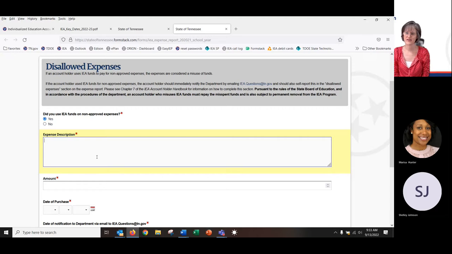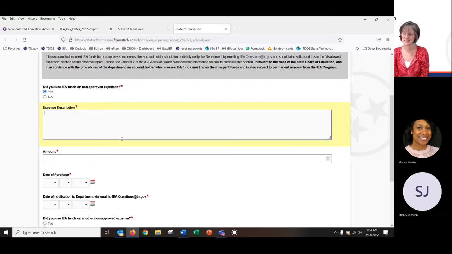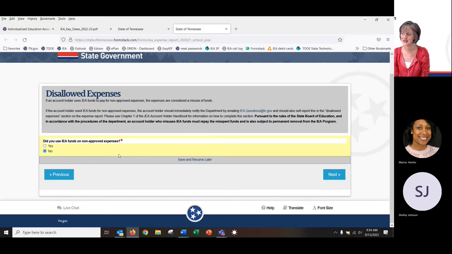Yeah, that would be the goal, to get it corrected and not have to put it on this part of your expense report. But if you can't, then you need to be honest and go ahead and admit that we goofed up, because it happens. That's just life sometimes. So if you realize that you did something you shouldn't have done, let's just go ahead and admit it, put it on the disallowed expenses. But if you notify us at IEA questions@tn.gov, we may be able to help you work through it and get it corrected before you have to report it as a disallowed expense. That would be the preferred outcome anyway.